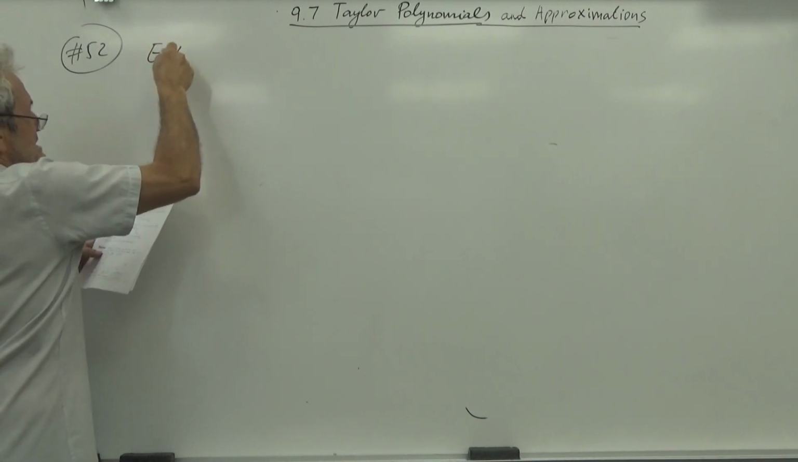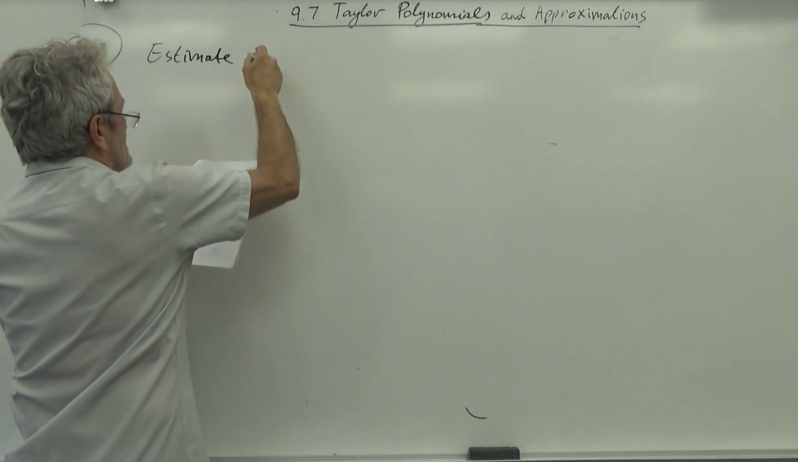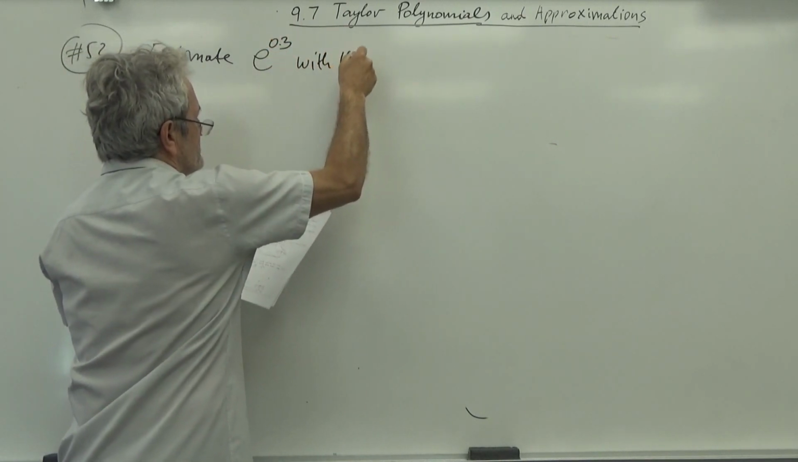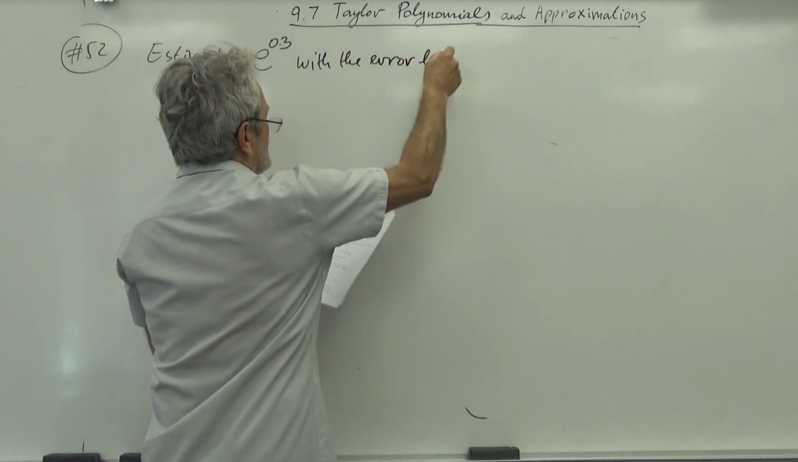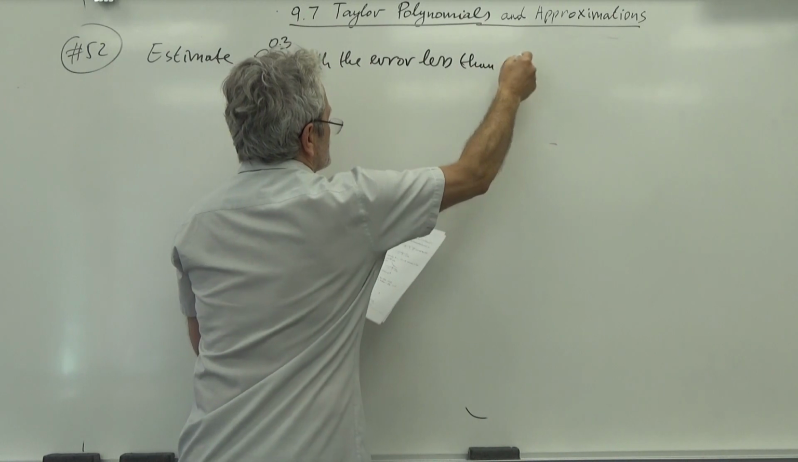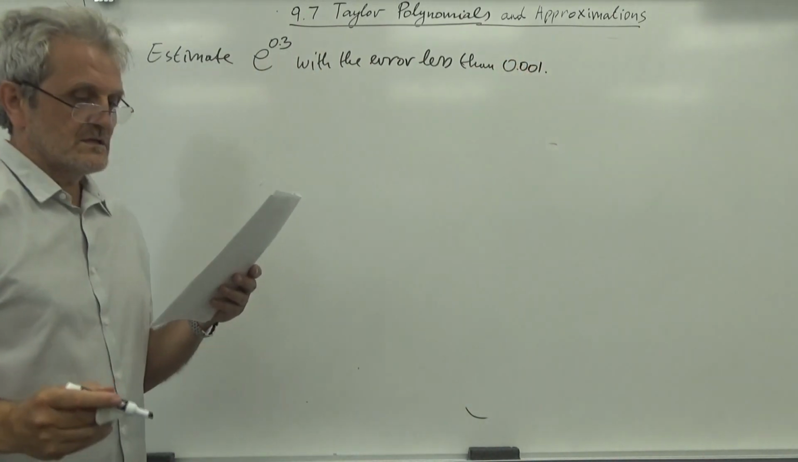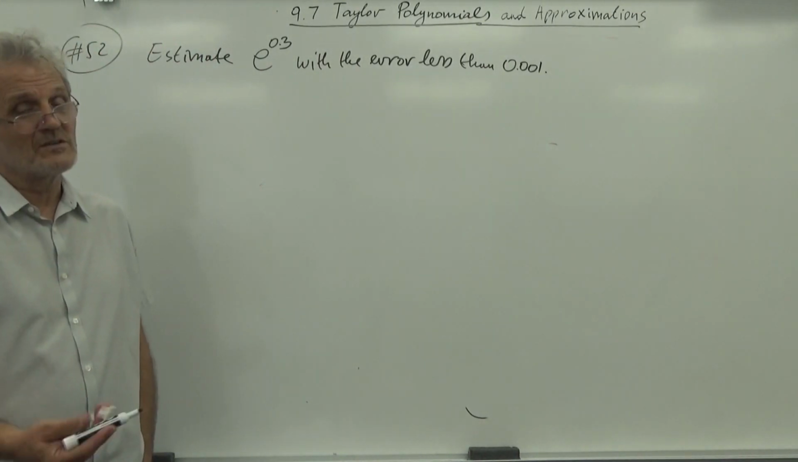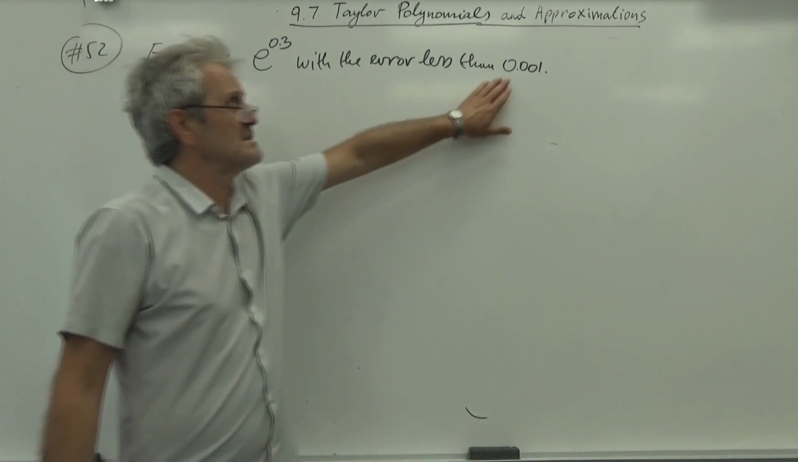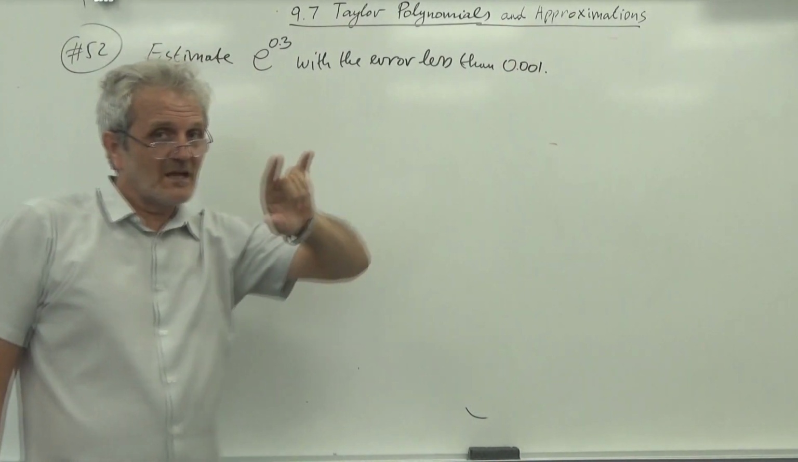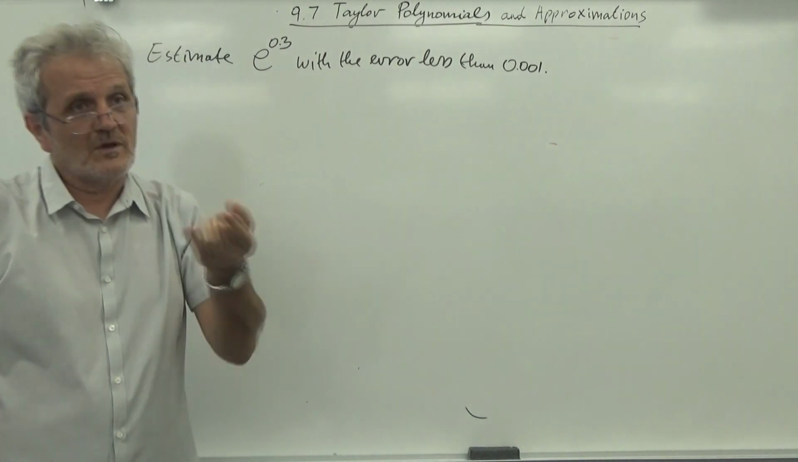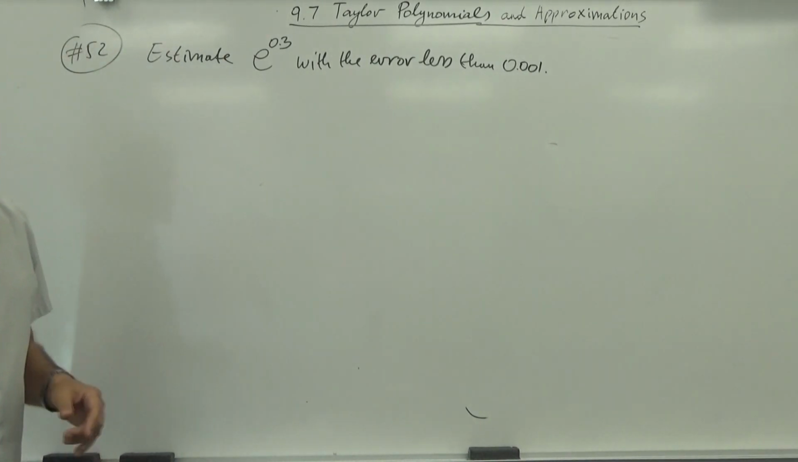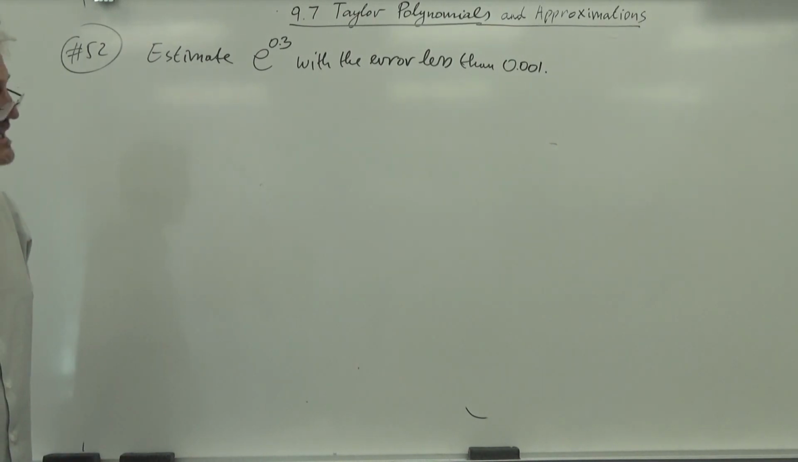Estimate. This is a little trickier. e to the 0.3 with the error less than 0.001. So the problem here is that they didn't tell us how many members to take. And that's really what calculators do. So they just told us what is the error that they will tolerate. So we have it the other way around. A minute ago they told us how many members and we estimated the error. Now they said, no, you choose how many members as long as you provide the error less than what's there.